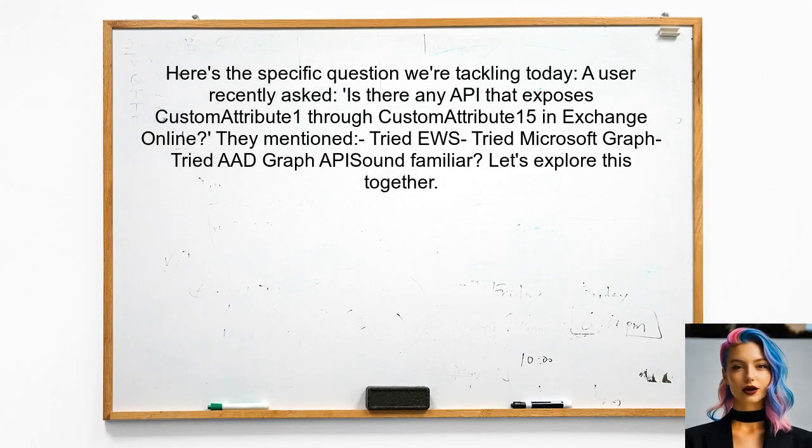Here's the specific question we're tackling today. A user recently asked, is there any API that exposes CustomAttribute1 through CustomAttribute15 in Exchange Online? They mentioned trying various options with EWS, Microsoft Graph, and AAD Graph API without success. Sound familiar? Let's explore this together.